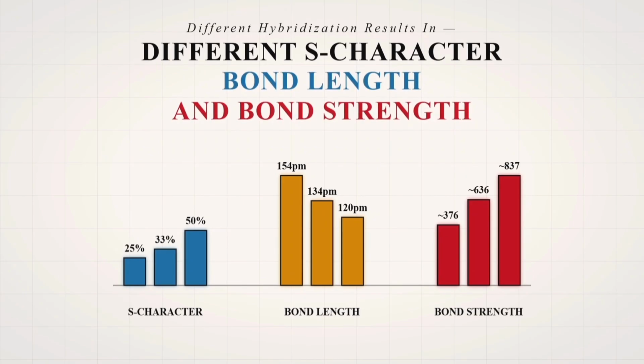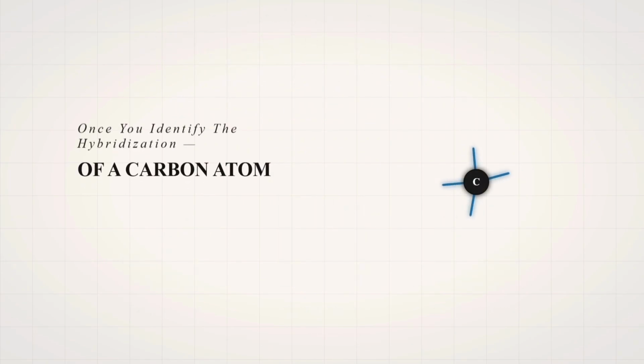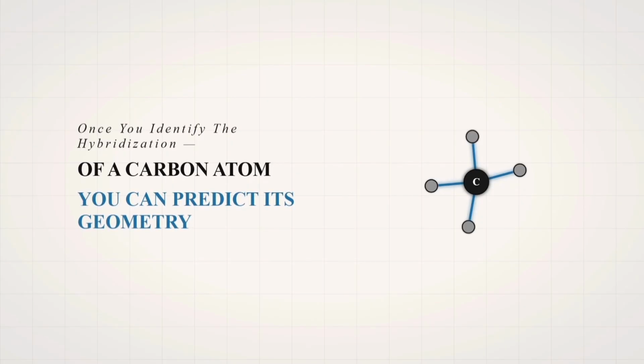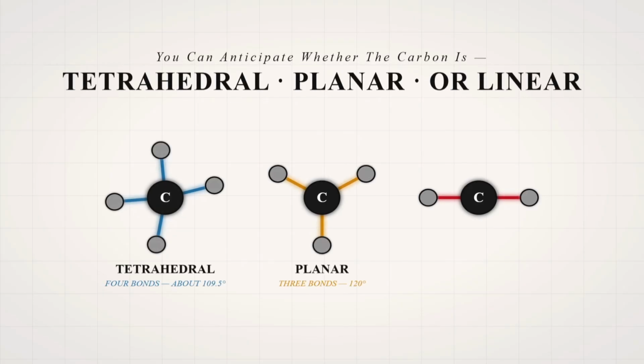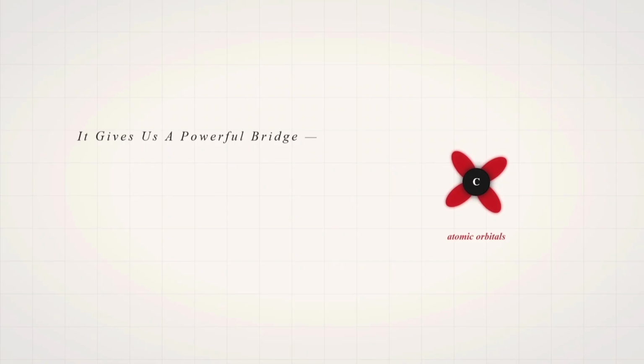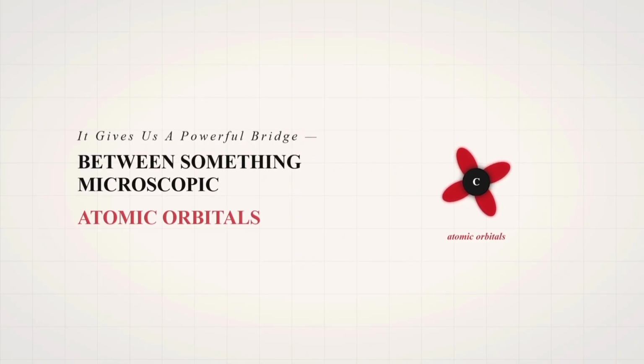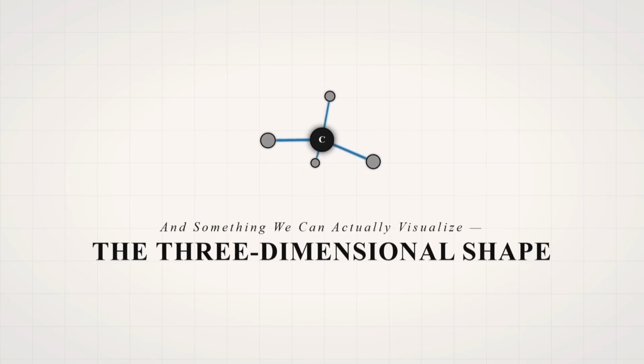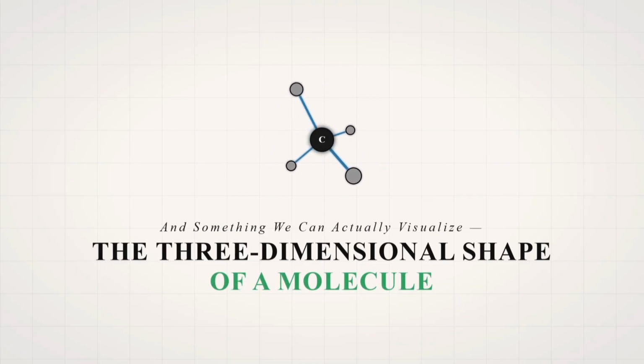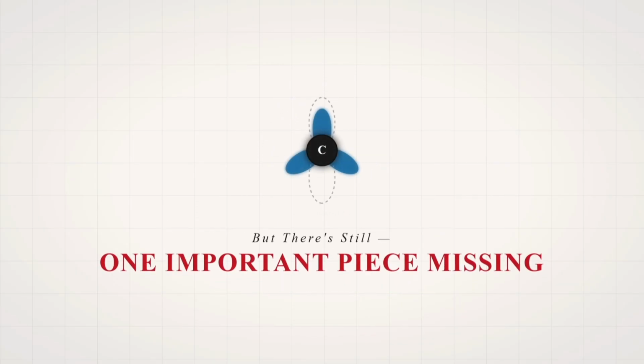This is where hybridization becomes incredibly useful. Once you identify the hybridization of a carbon atom, you can predict its approximate geometry. You can understand the direction of its bonds. You can anticipate whether the carbon is tetrahedral, planar, or linear. And it gives us a powerful bridge between something microscopic, atomic orbitals, and something we can actually visualize, the three-dimensional shape of a molecule. But there's still one important piece missing.